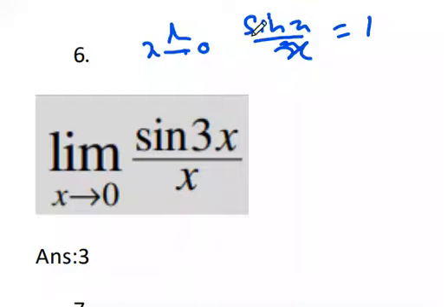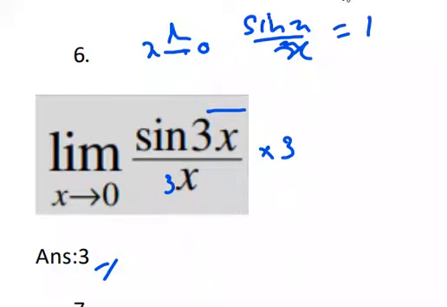So we make a copy of this one. How do you make that? Here you have 3x, so you have to make 3x here. If you add 3 in the denominator, you have to multiply by the value of 3. So then we get 3. Then we take the limit. As x tends to 0, 3x also approaches 0. So this term becomes close to 1. Therefore the answer would be 3.